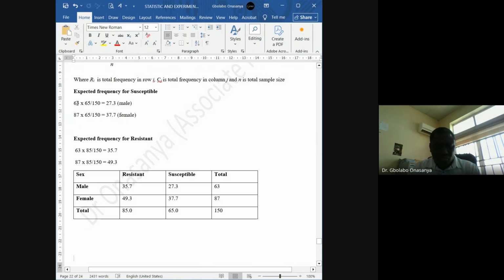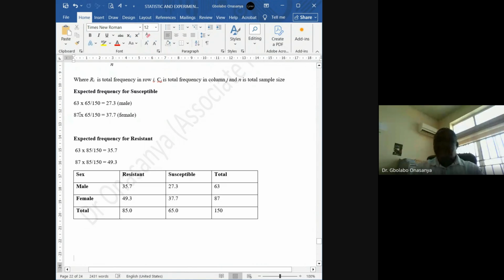Total enrolled for male is 63. Total in column for susceptible, because we're talking about susceptible, is 65. Then 63 times 65 over 150. What is N? N is the total number of observations, 150. So 63 times 65 over 150, we get 27.3 for male.